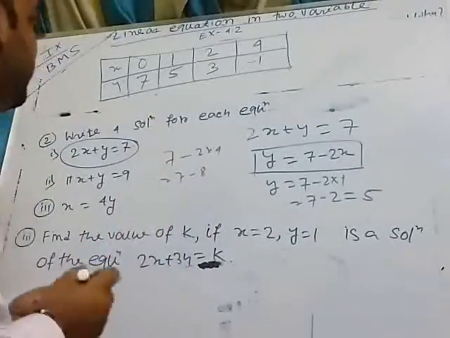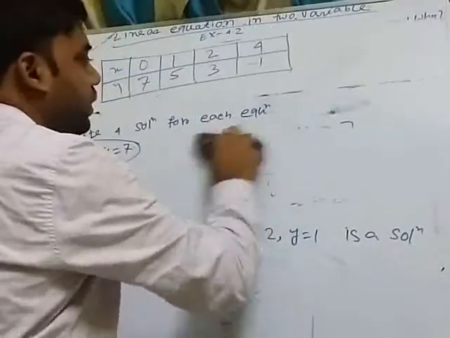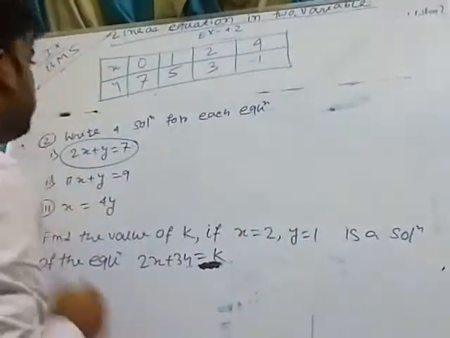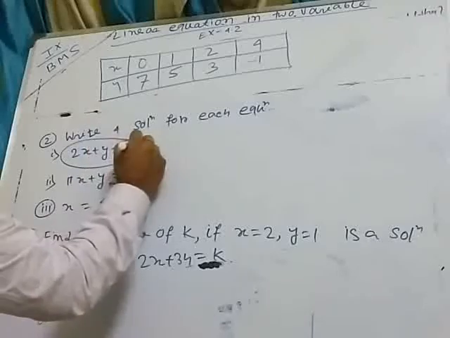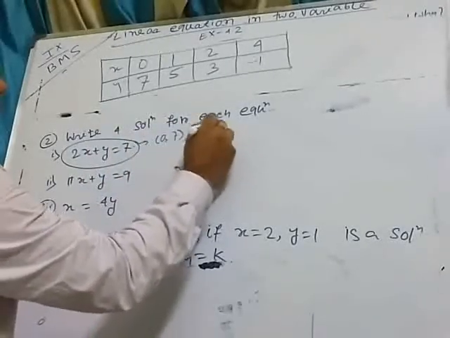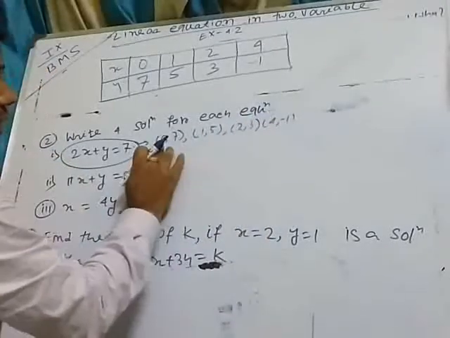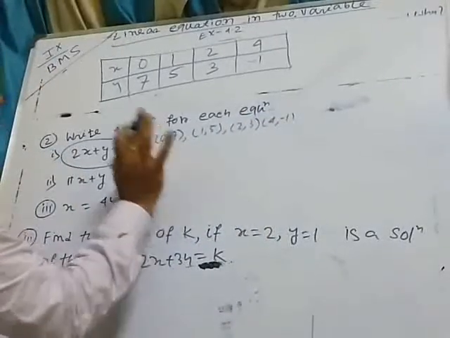So these are the four solutions of the first equation. The four solutions for the first question are (0, 7), (1, 5), (2, 3) and (4, -1): the first value for x and the second value for y.